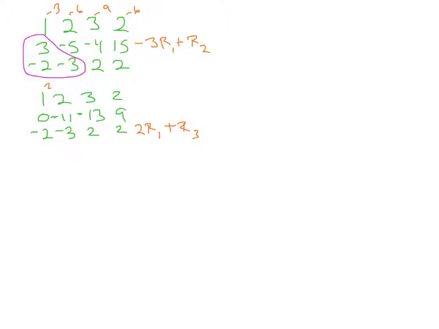So I'm going to get 2, 4, 6, and 4. So I'm going to add those. My first two rows actually don't change. So 1, 2, 3, and 2. And then I have 0, -11, -13, and 9. But when I add these other two rows, I'm adding this little number I wrote plus the last row. I'm going to get 0, which is what I wanted.